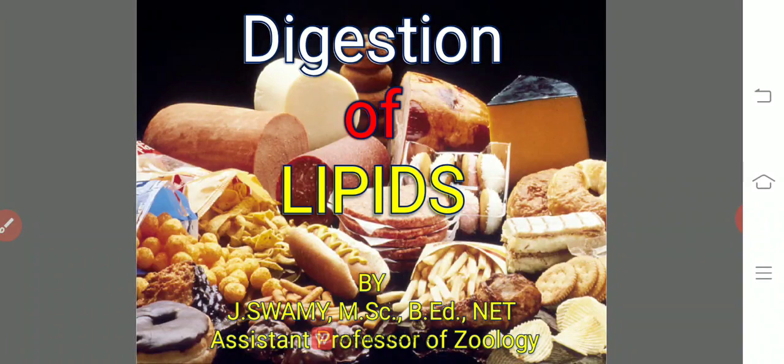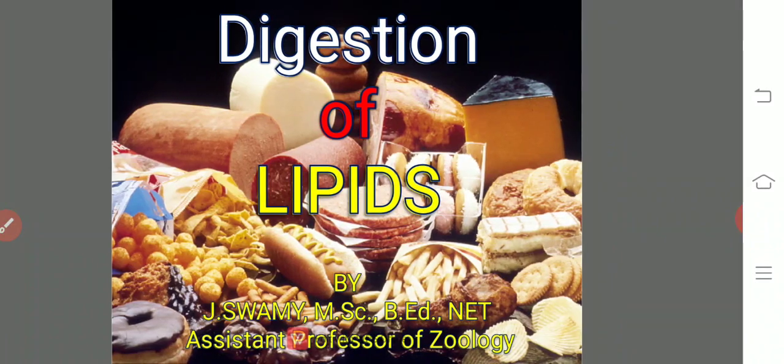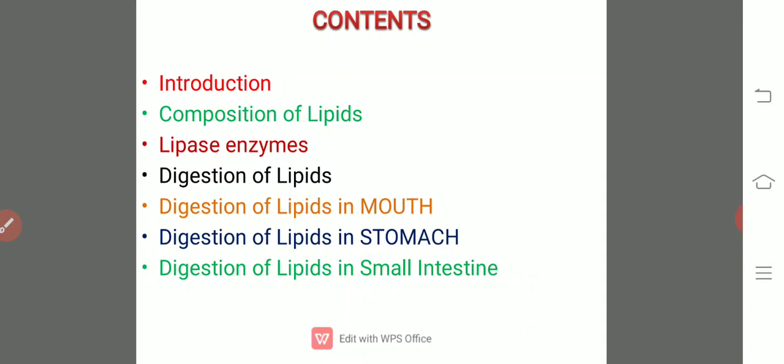Today we are going to discuss the digestion of lipids. Under this topic, we will discuss the introduction to digestion of lipids, composition of lipids, lipase enzymes which digest the lipids, and digestion of lipids in the mouth, in the stomach, and as well as the small intestine.